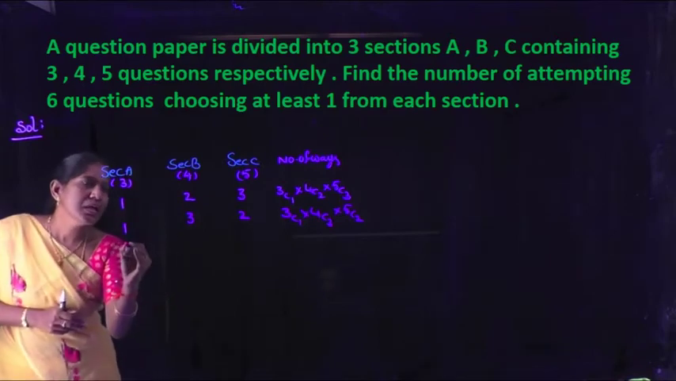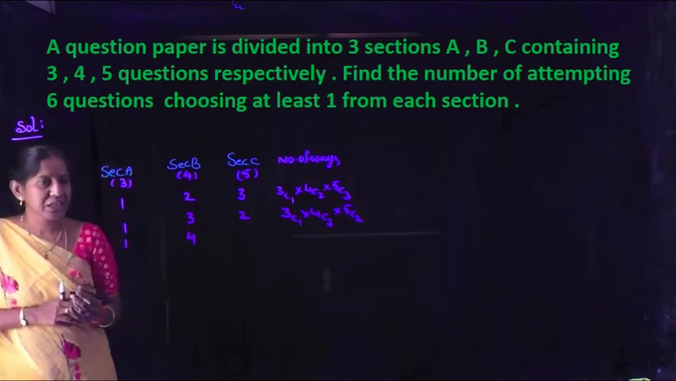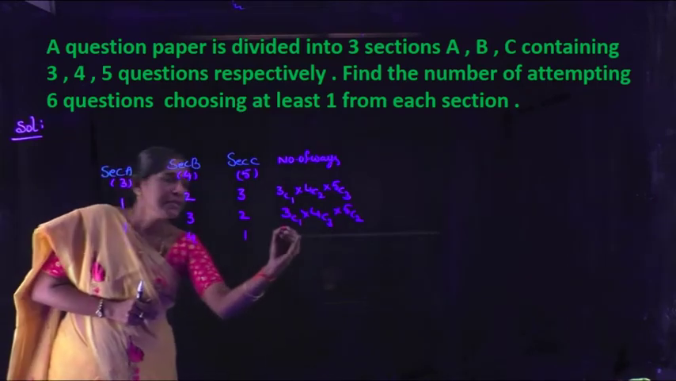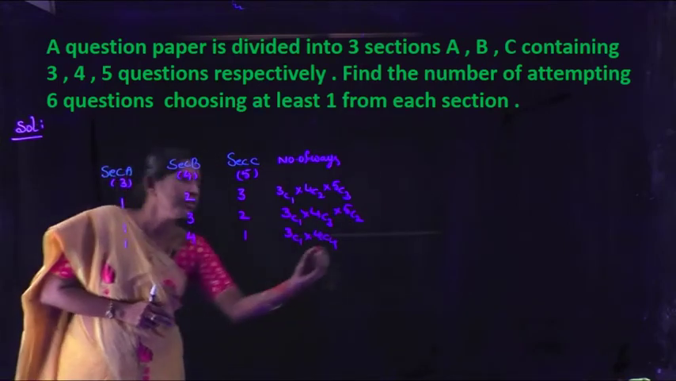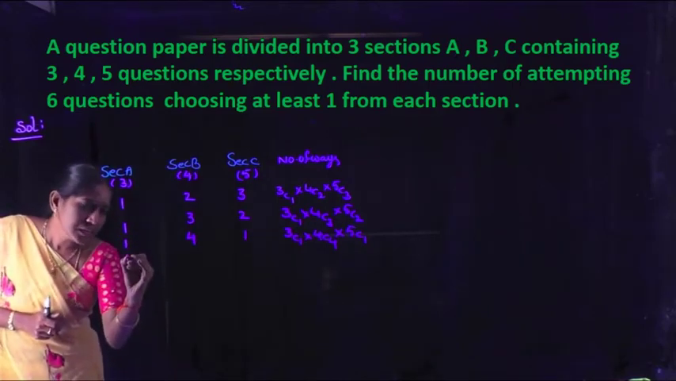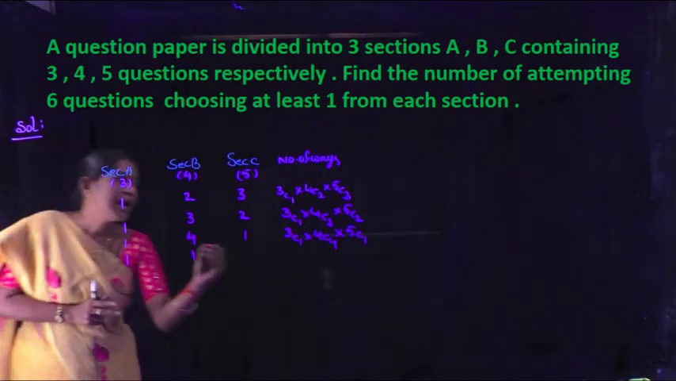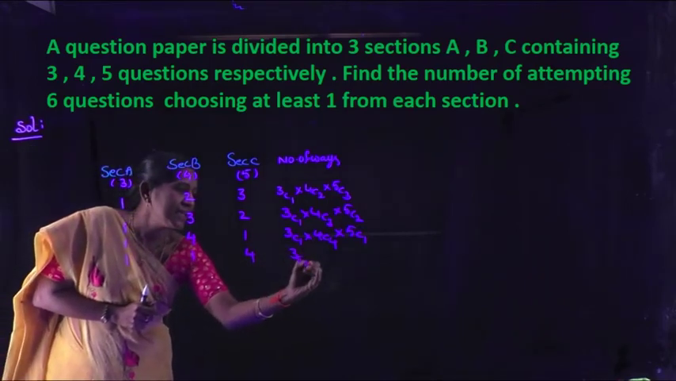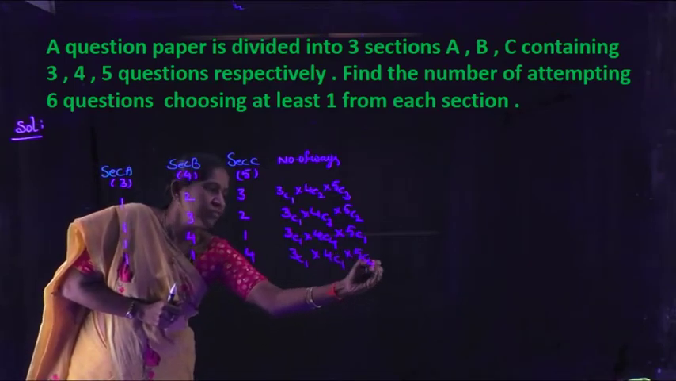Or select one question from section A, select 4 questions from section B and select one question from section C. This can be done in 3C1 into 4C4 into 5C1 ways. Or select one question from section A, select one question from section B and select 4 questions from section C. This can be done in 3C1 into 4C1 into 5C4 ways.